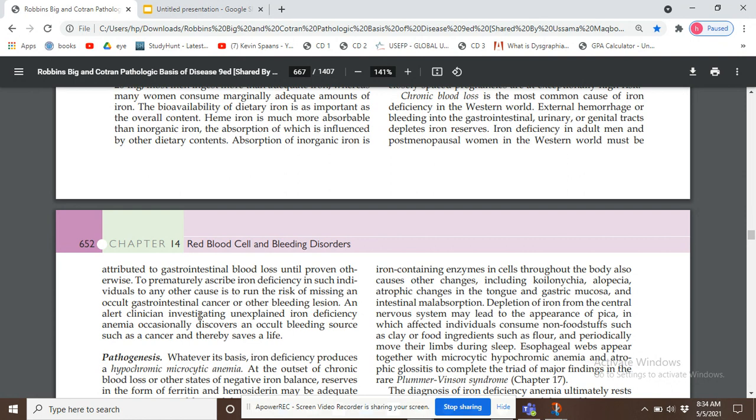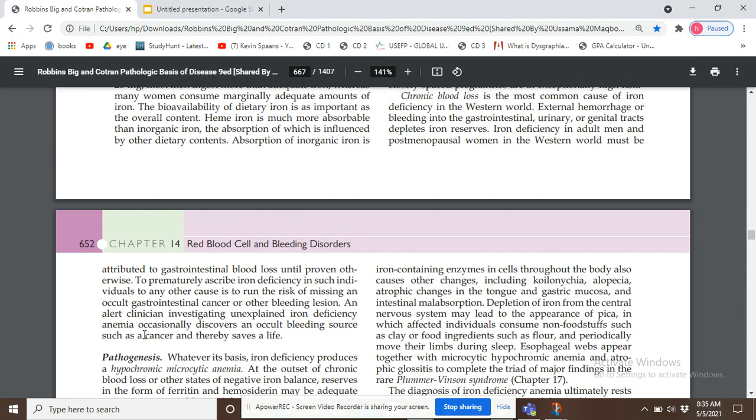An alert clinician investigating unexplained iron deficiency anemia occasionally discovers an occult bleeding source such as cancer and thereby saves a life. So if there is iron deficiency anemia in a postmenopausal woman or a man above 50 years of age, and you are not able to diagnose the cause, you can go towards cancer of the colon. You can discover that on the basis of the fecal occult blood test.